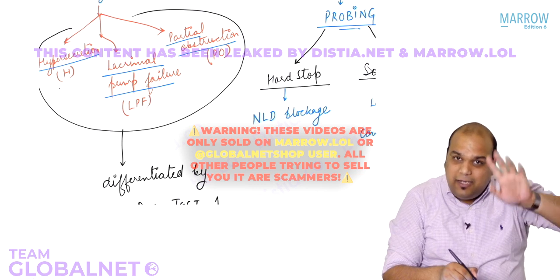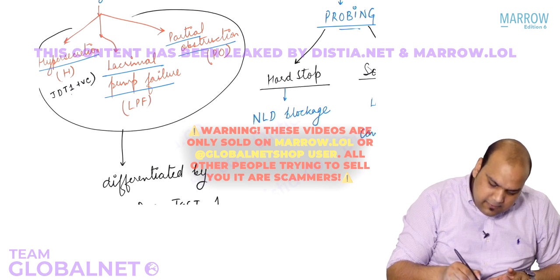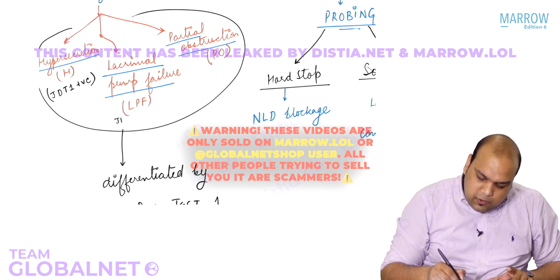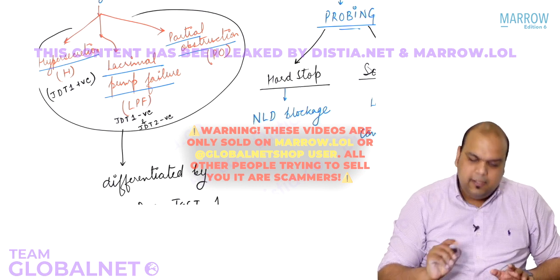If there is hypersecretion, you do Jones dye test 1. The dye will travel into the bud, everybody. So we are saying Jones dye test 1 will be positive. I'm just writing here. If it is lacrimal pump failure, Jones dye test 1 will be negative. Also, Jones dye test 2 will be negative.